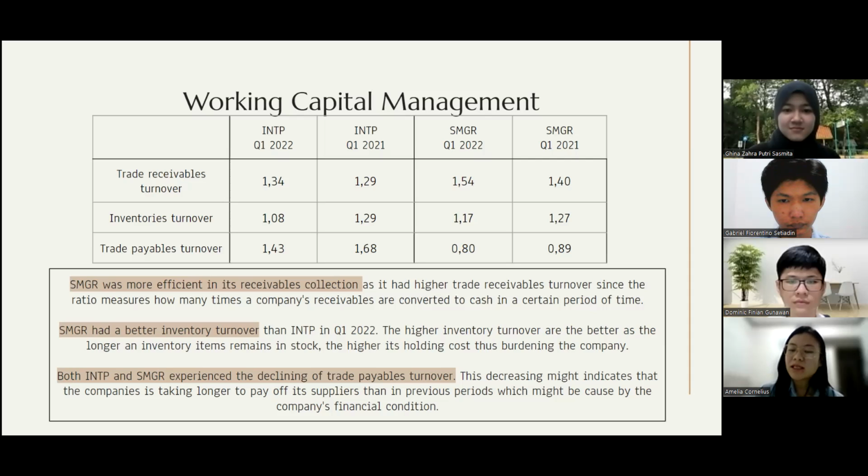Both INTP and SMGR experienced a decline in trade payables turnover. This decrease might indicate that the company is taking longer to pay off its suppliers than in previous periods, which might be caused by the company's financial conditions.